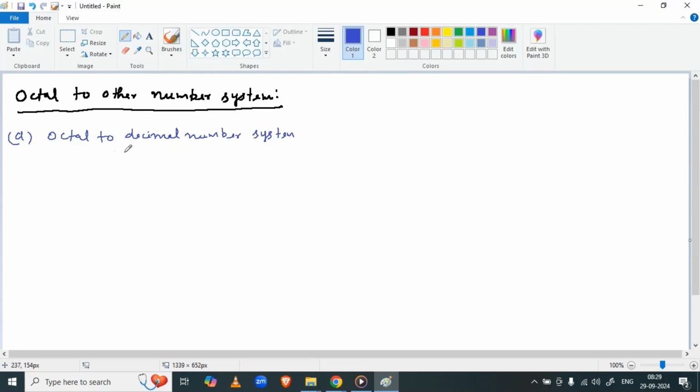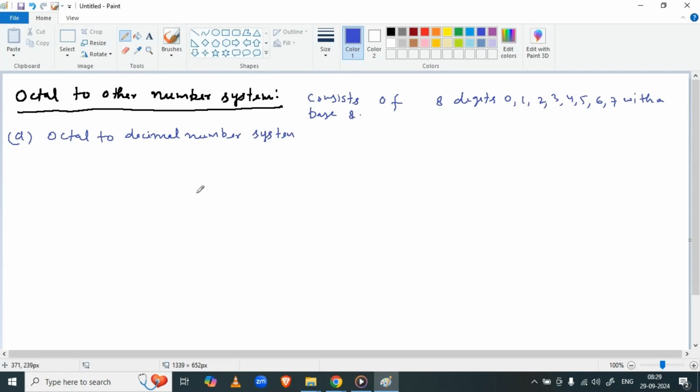Today we are going to discuss octal to other number systems. In this section, firstly we will talk about what we mean by the octal number system. The octal number system consists of eight digits: 0, 1, 2, 3, 4, 5, 6, 7, with a base of 8.